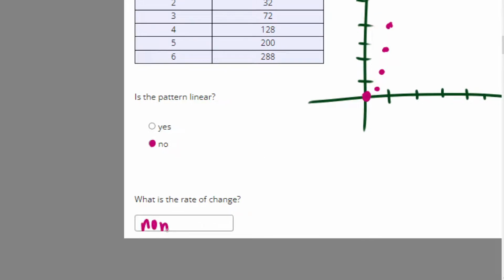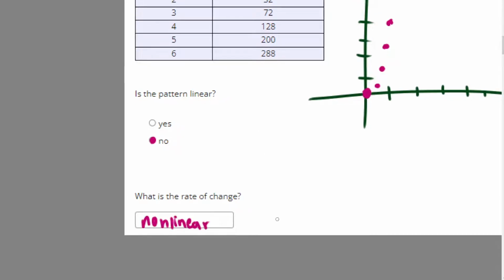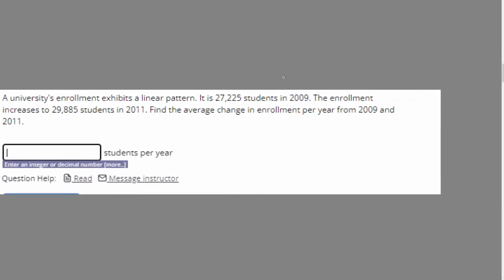And then you'll type in nonlinear, no quotes. Make sure you spell it right. You can copy and paste.